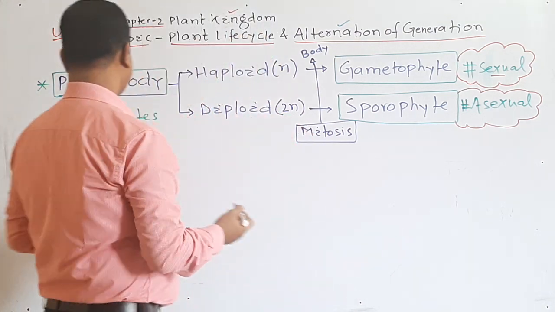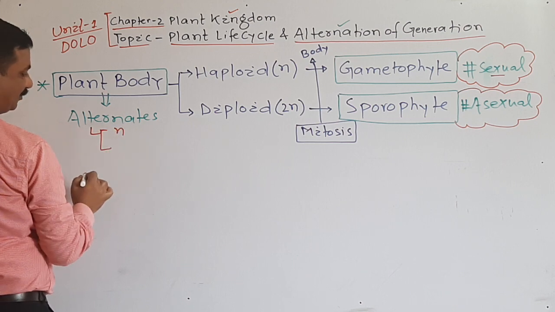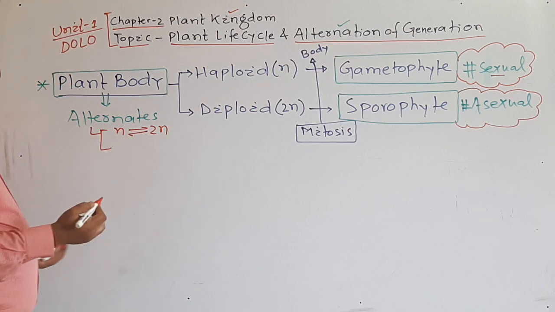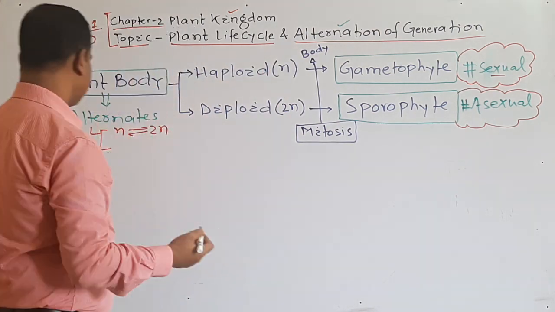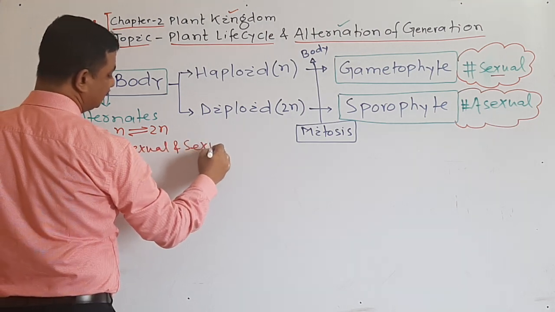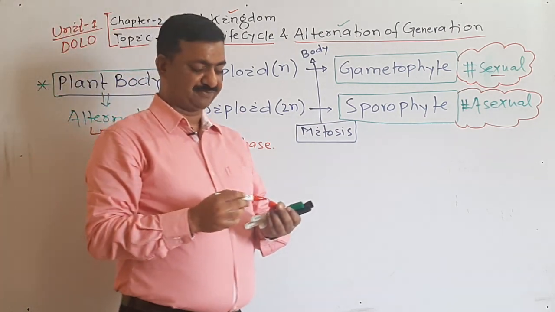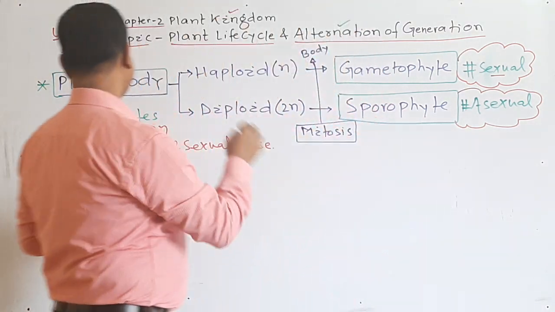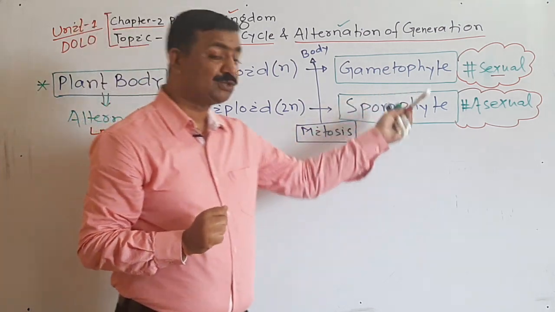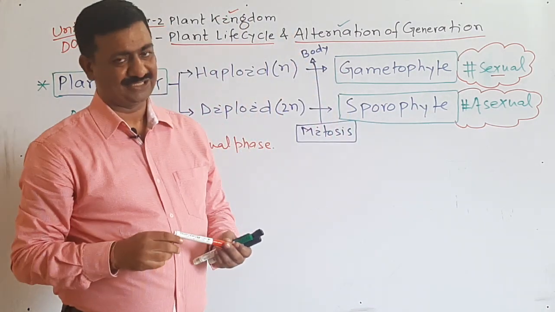So we find here that this plant body alternates in both ways. First, either it will come haploid, then go to diploid, or come first diploid and alternate with haploid. This is called alternation of generation. Similarly, it also alternates between asexual and sexual phases of the plant body, right? So we find that this plant body alternates between the haploid body, that is gametophyte, sexual phase, and the diploid body, that is sporophyte, asexual stage or phase, right?